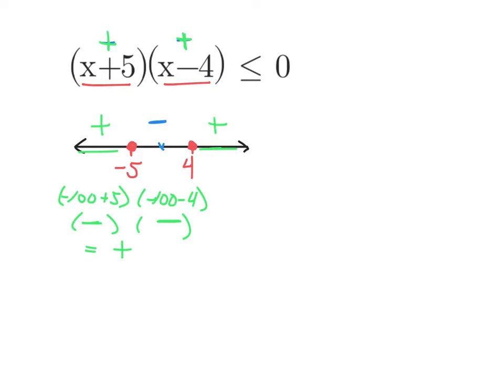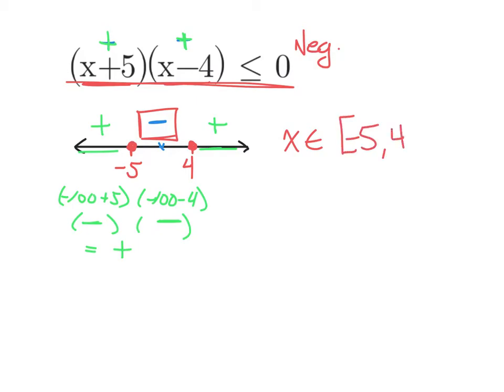Now, to answer the question, go back and read it. I want to know, when is the expression less than or equal to 0? It'll be less than or equal to 0 when it's negative. So look to the sign chart. When is it negative? On this interval, when x's are on the interval from negative 5 to 4. Or if you want to write it as a compound inequality, you could do that as well.